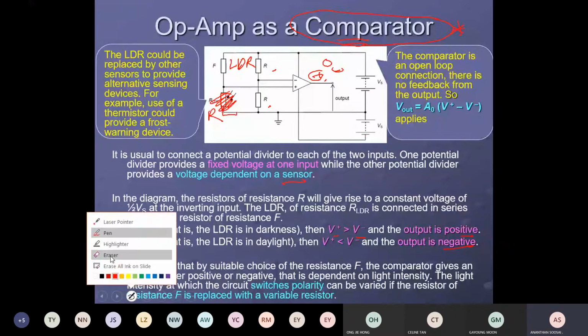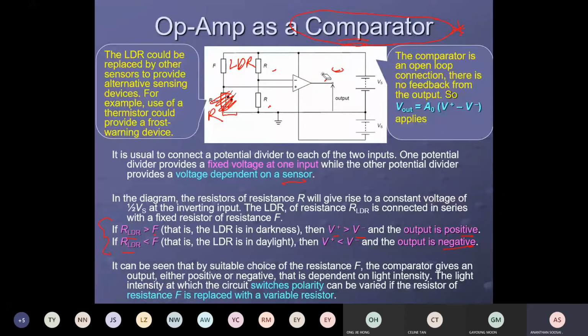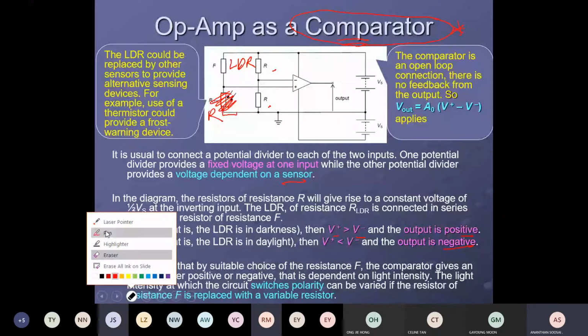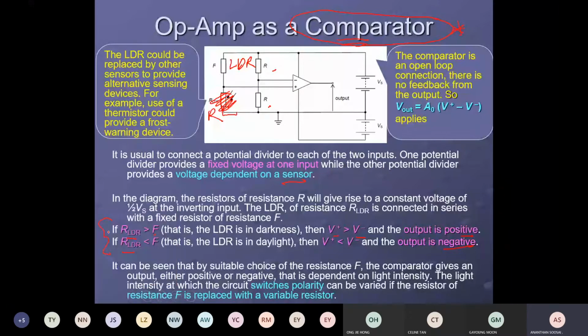Anyone? What problem will you face? The LDR is fixed on top. What will happen? Is it going to switch on the light in the night or in the daytime? Daytime. In the daytime. Good. So it's going to switch on in the daytime.